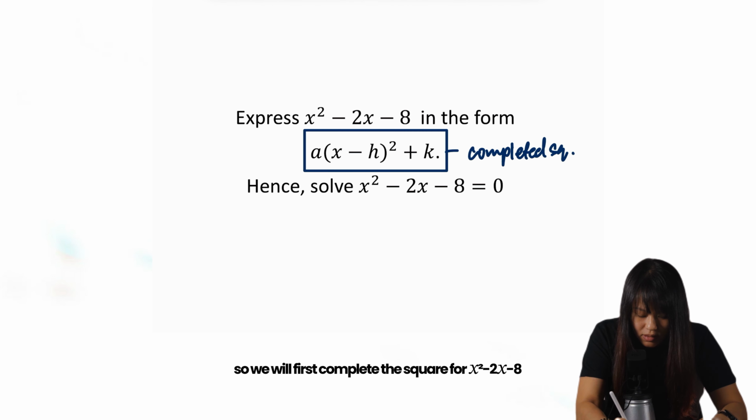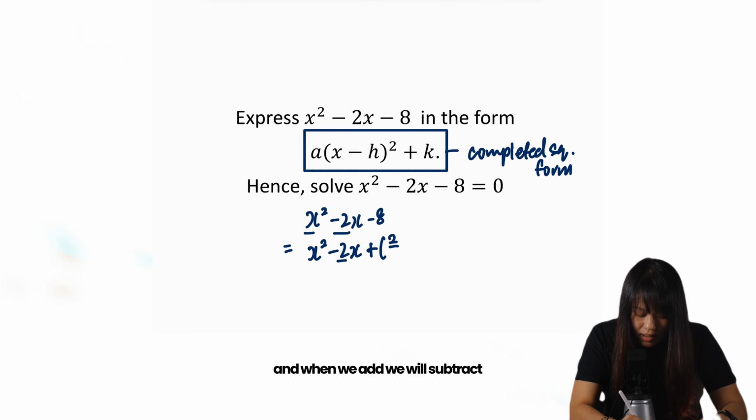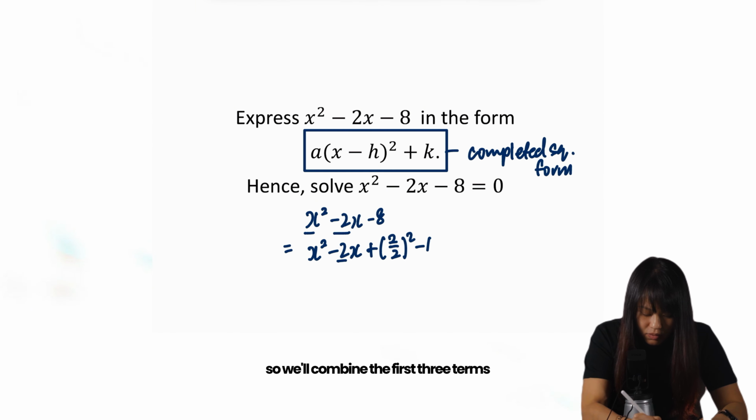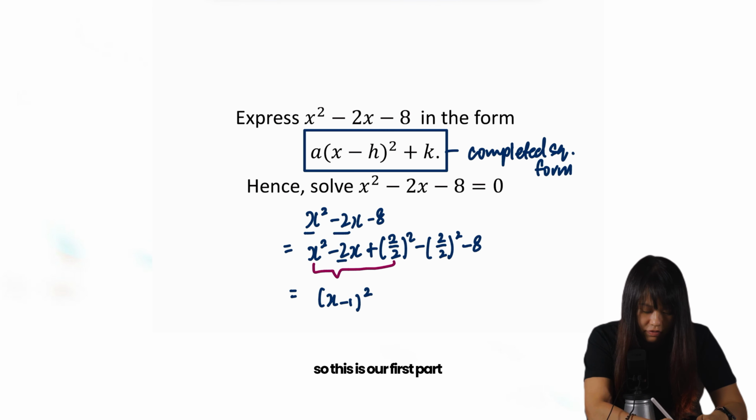So we will first complete the square for x² − 2x − 8. Same thing, we'll copy the first two terms down, and we will add half of this, squared. And when we add, we will subtract. So we'll combine the first three terms, and we will get (x − 1)² − 9. So this is our first part.